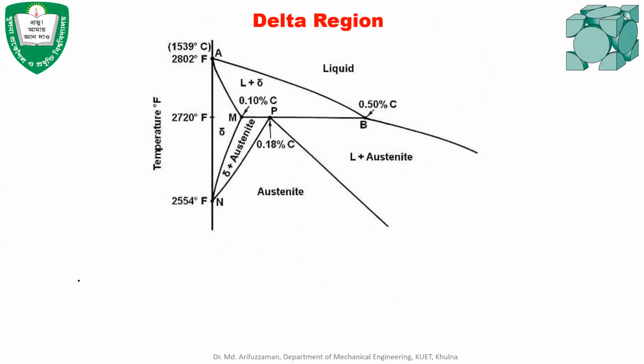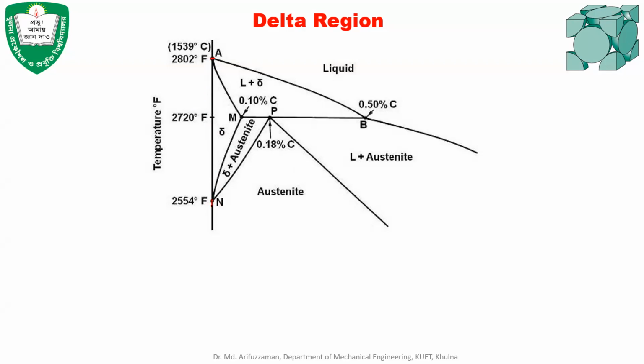So this is the delta region where molten iron converts into delta iron. It produces delta iron in this region. If we talk about a pure metal, that is pure iron, then it melts at 2802 degrees Fahrenheit, and at this temperature it starts to solidify, and once the solidification is complete, it forms delta iron. So from point A to point N, for the pure iron, it is delta iron.